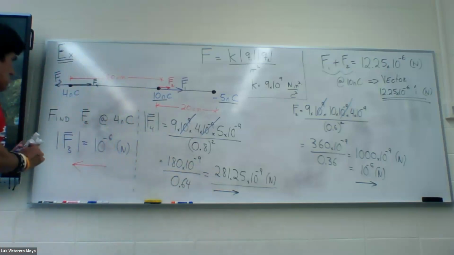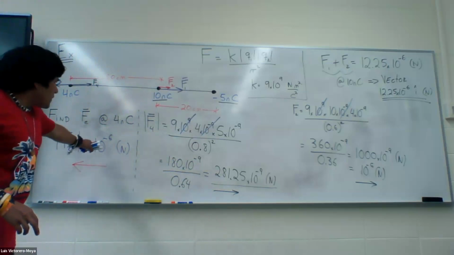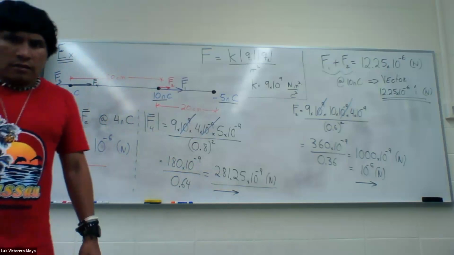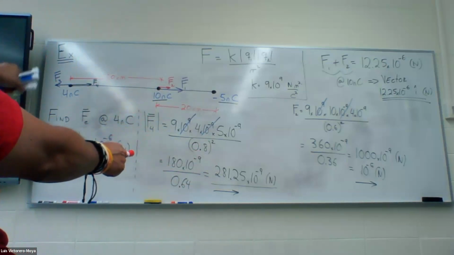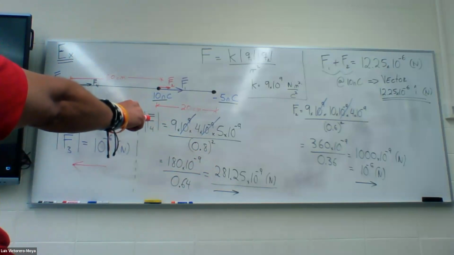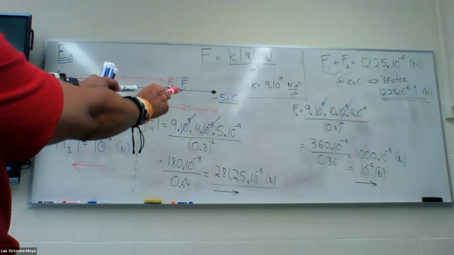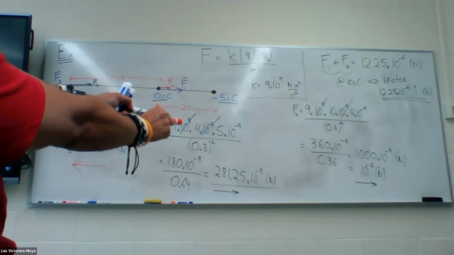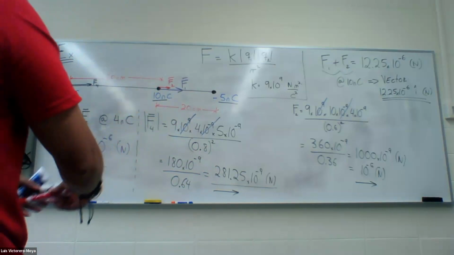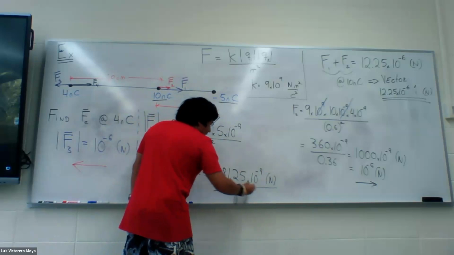So that's 10 to a negative 6. Let's use some math, okay? Because how do you subtract that value with that value there? That's 10 to a negative 6 newtons. That's 281.25 times 10 to a negative 9. So I'm going to take that number and I'm going to change the 10 to a negative 9 to 10 to a negative 6. How? How do you change this to 10 to a negative 6?